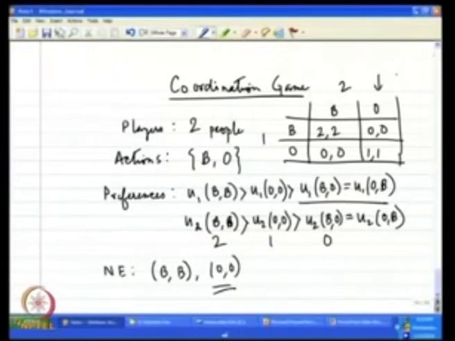This is the reason: I cannot make the other player act according to my wishes. I have command over what I am going to do, but unified action is not considered in non-cooperative game theory, which we are doing right now. So, if I know that player 2 is going to play O, then the best possible thing for me to do is to play O. There is no other way, and vice versa.